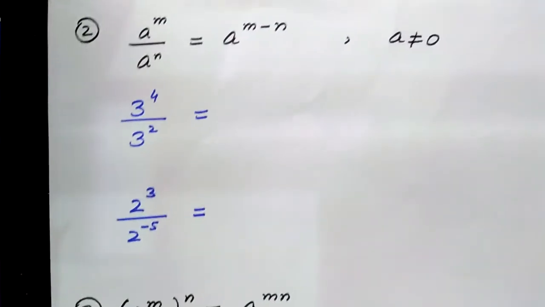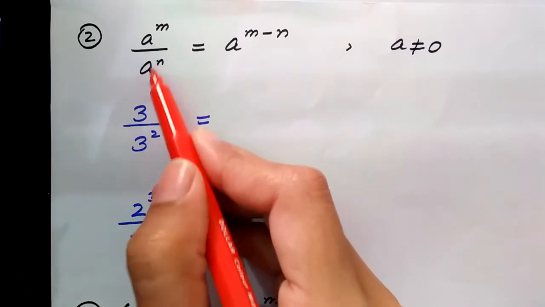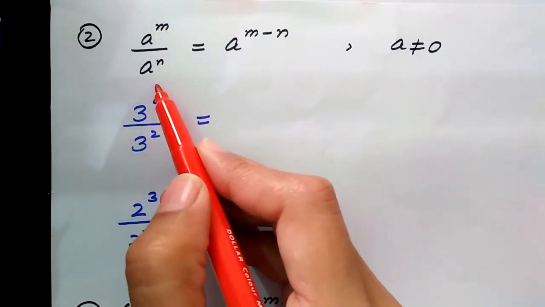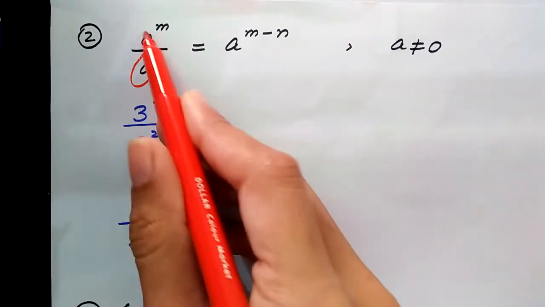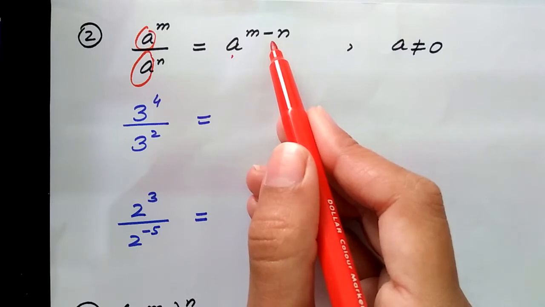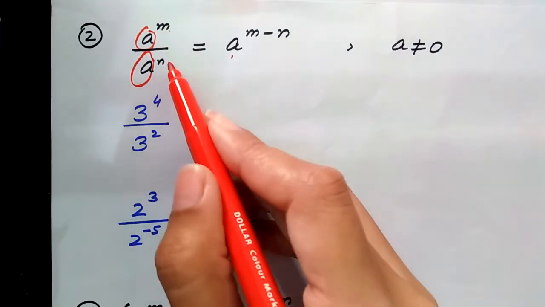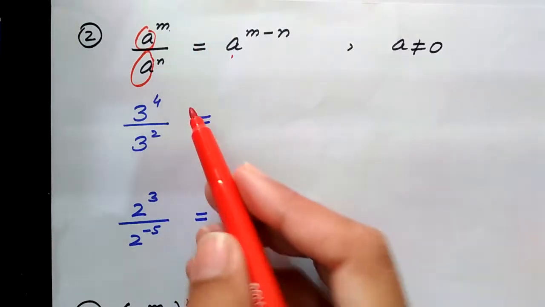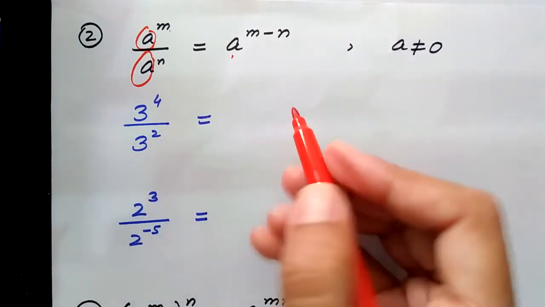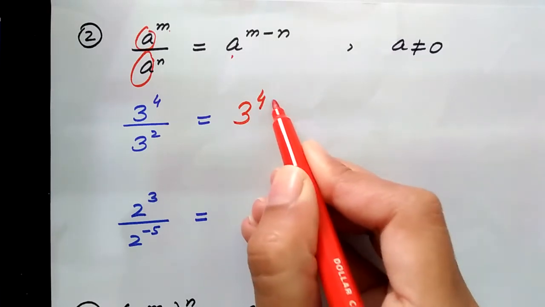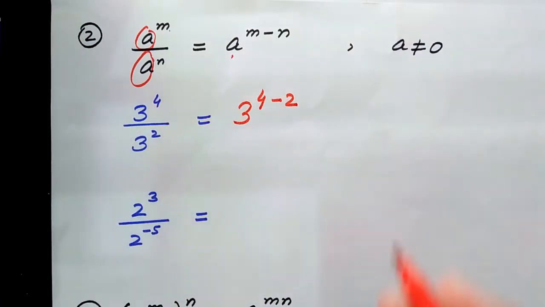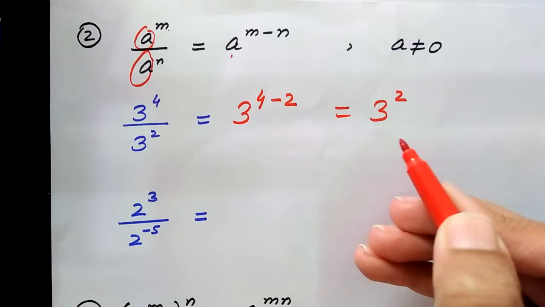Consider the second law of exponents: if we have division, what will happen? a raised to power m is divided by a raised to power n. Since both have the same base, we'll write it once, and the powers will be subtracted from each other: a raised to power m minus n. For example, we have 3 raised to power 4 divided by 3 raised to power 2. It will become 3 raised to power 4 minus 2. The power will be subtracted from the numerator's power, so it will become 3 raised to power 2.